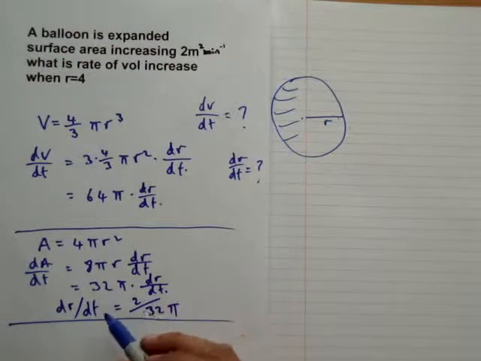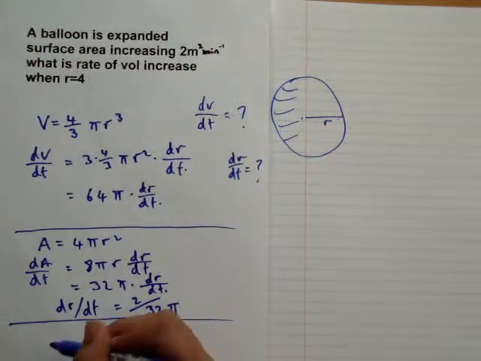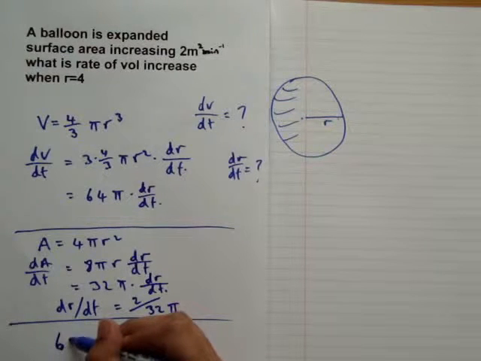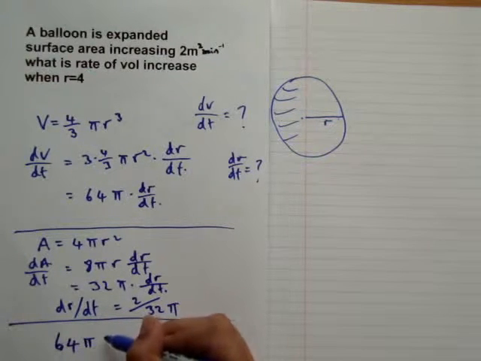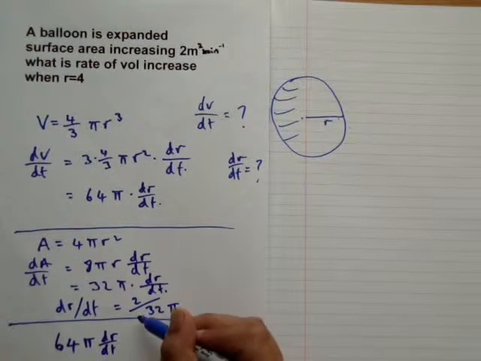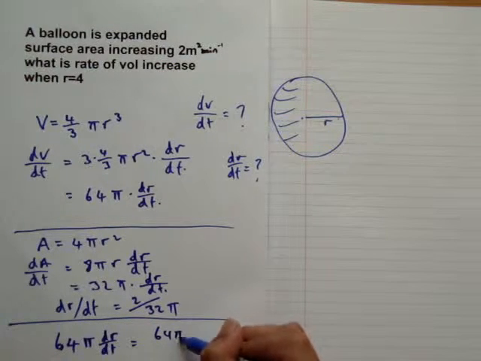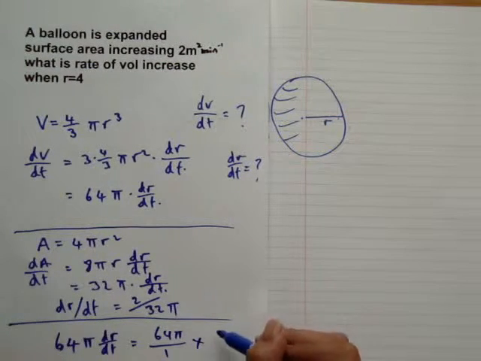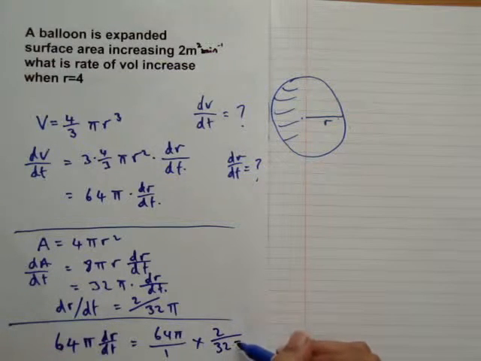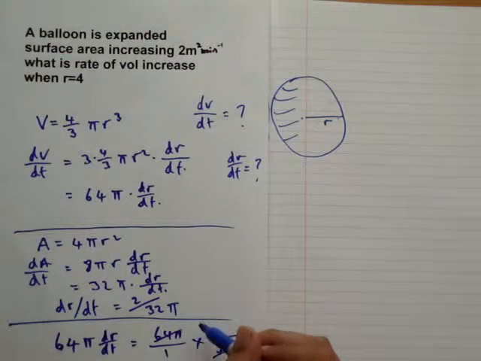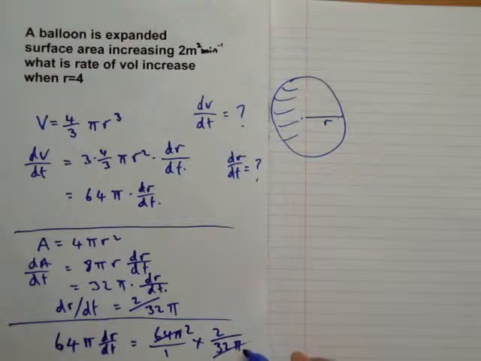So we can put this answer for dr by dt back into this, so that becomes 64 pi dr by dt, which we said was 2 over 32. That cancels with that. That gives you a 2, gives you 1, and the answer is 4. And that is the answer.